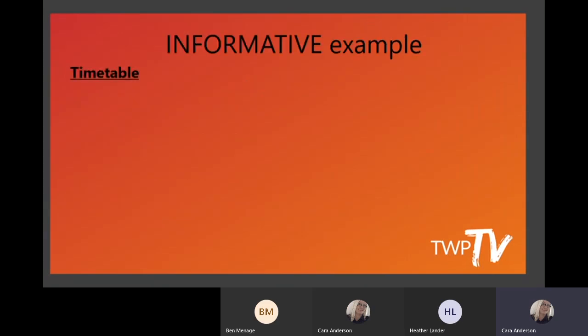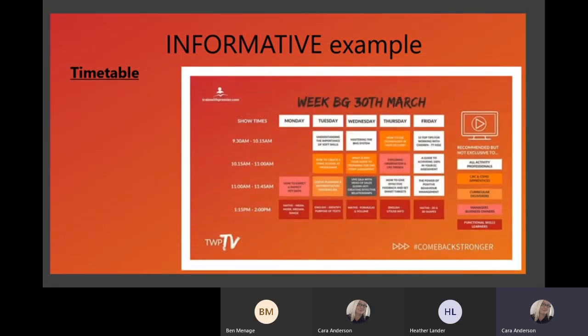So for an example, I've gone with a timetable. This is obviously our timetable that we've been using this week to advertise what's on TWP-TV this week. So what are some of the features in here? How would you know it's informative? What jumps out at you? The timings. Yep, so it tells you when it is.